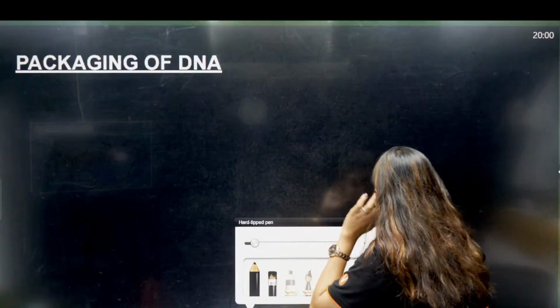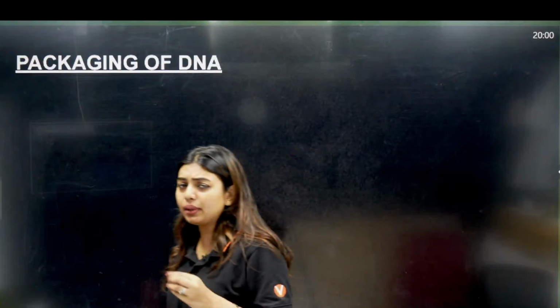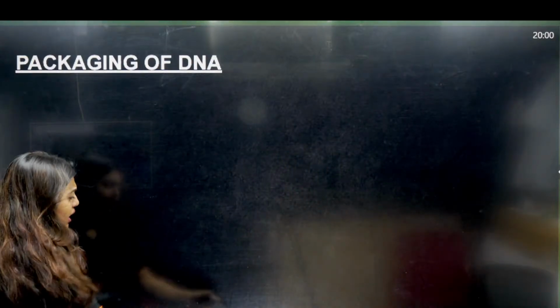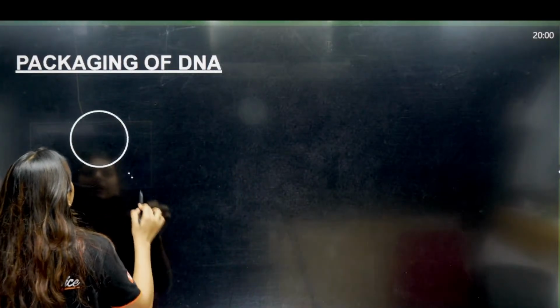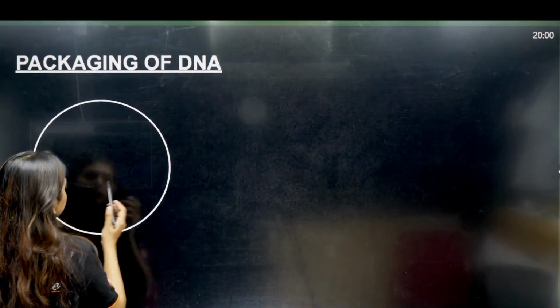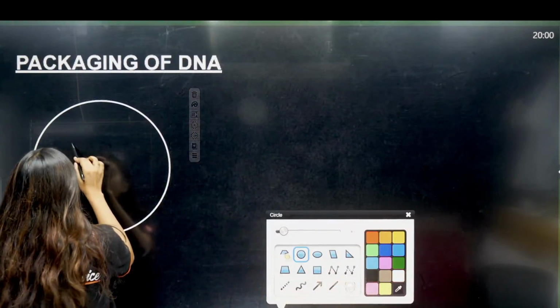Can we go to packaging of DNA? I have taught this before also to all of you. Remember that the nucleus is a tiny one, right? So where do we find our DNA? Inside the nucleus. This is the cell. Inside the cell we have a tiny nucleus.